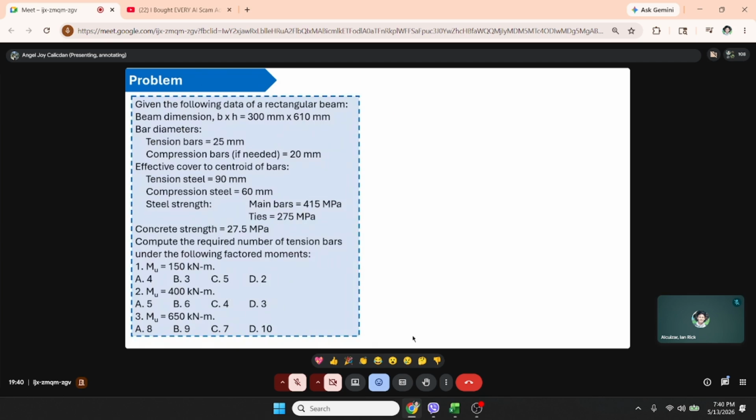So for the problem is given the following data of a rectangular beam. The beam dimension 300 by 610. The tension bar is 25, compression bar is 20. Tension steel is 90 mm, compression steel is 60. And the strength of the main bars is 415 MPa or mao nang Fy. Ang sa ties kay 275 MPa. Concrete strength is 27.5 MPa. And we need to compute the required number of tension bars under the following factored moments.